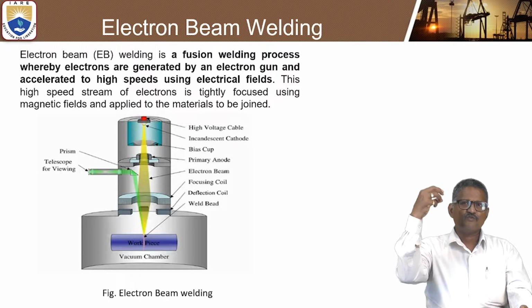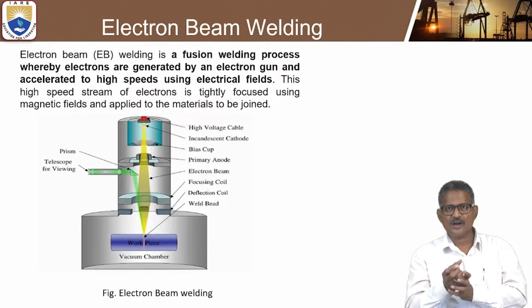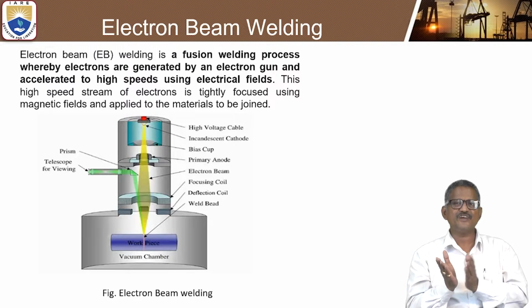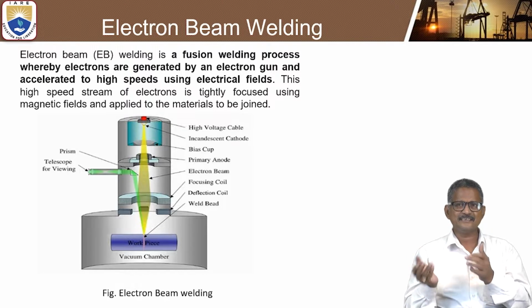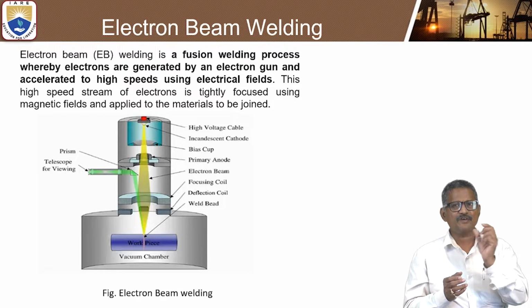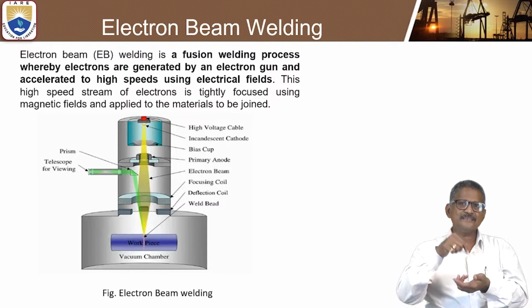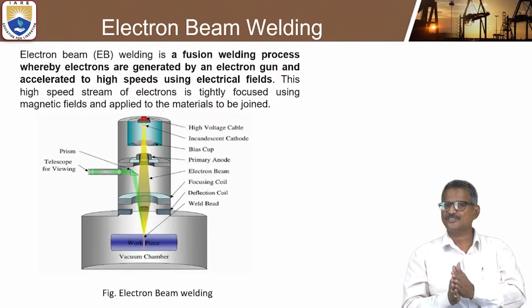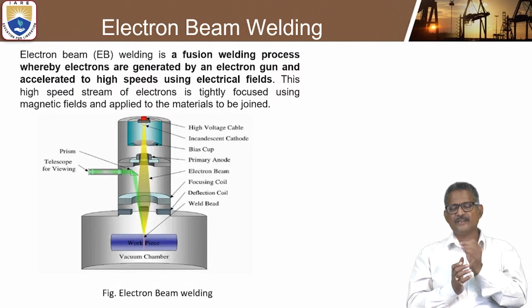A flow of electrons is generated through an electron gun and accelerated to a very high speed using electrical fields, from a source of electricity, either DC or AC. This high speed stream of electrons is tightly focused using magnetic fields and applied to the materials to be fabricated or joined. This is the general principle involved in the electron beam welding process.